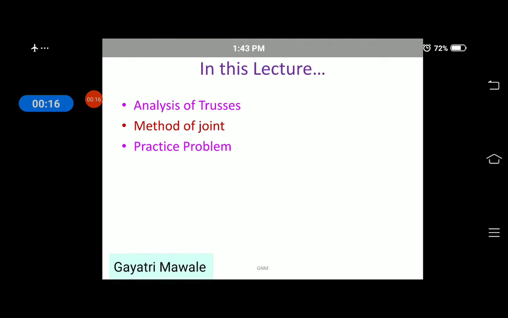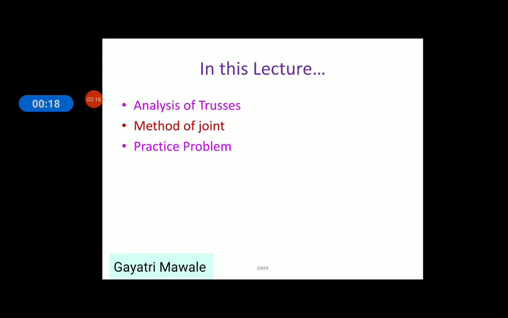In this lecture, we are going to discuss analysis of trusses, and we will be focusing on method of joint. We will solve one practice problem of analysis of trusses by method of joint.